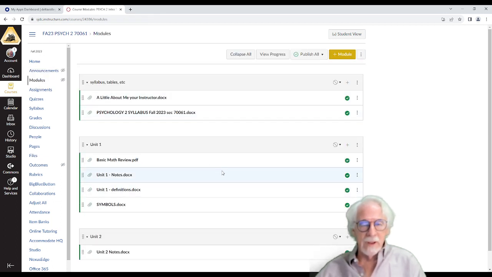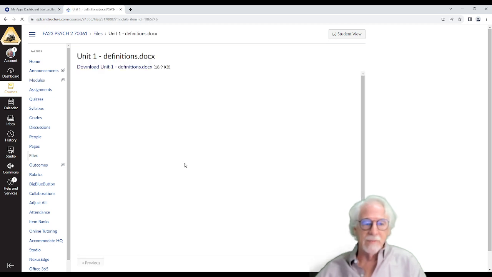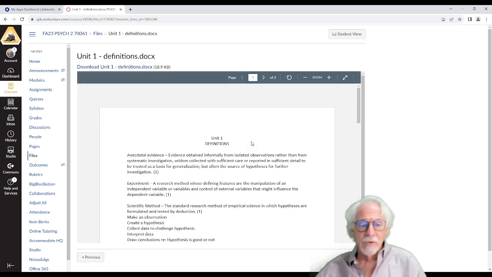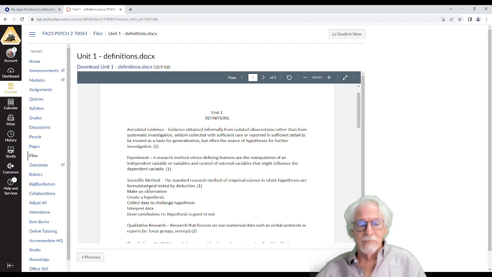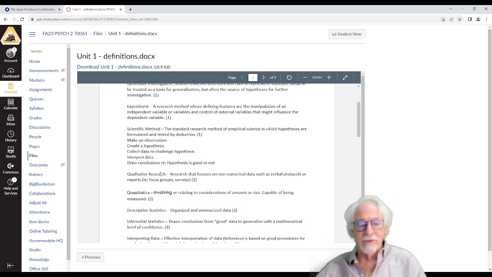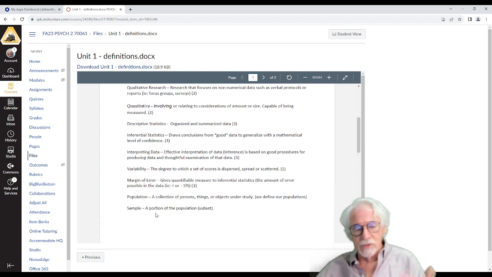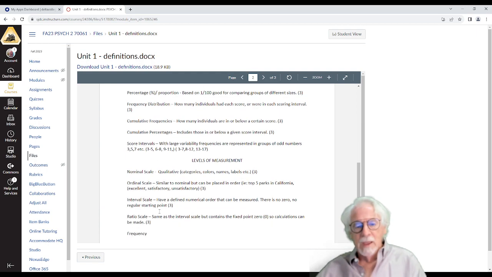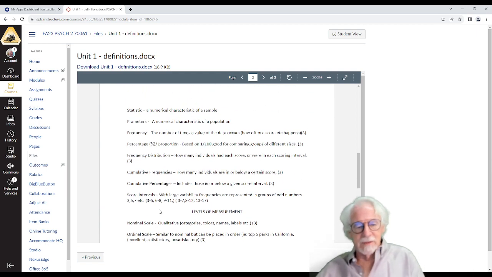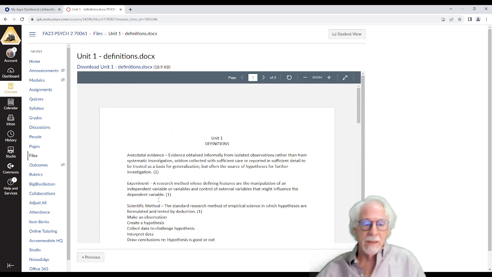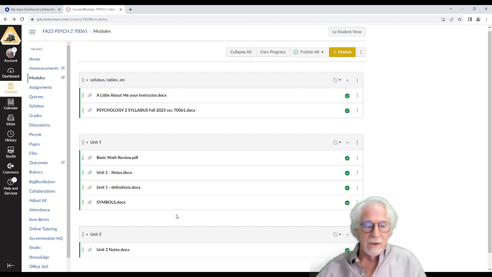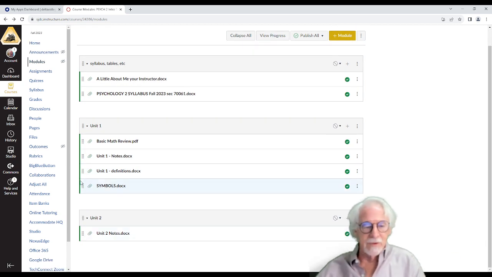Then anything you need for the unit is here. So like I said, here's a page of the definitions that I referred to, and I will refer to in my lecture. Anecdotal information, scientific method, quantitative versus qualitative, descriptive statistics, what that means, variability. So these are all the terms we'll be using in the class. Anytime you need to, you can refer back to this. Okay? So, like I said, everything you need for a unit will be in here. It's not complete yet because obviously I haven't finished posting everything, but it's all going to be here when you need it.